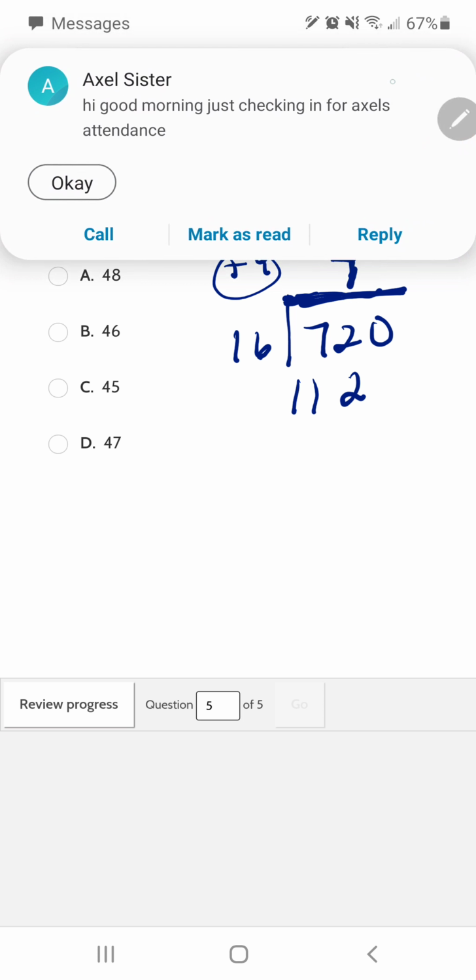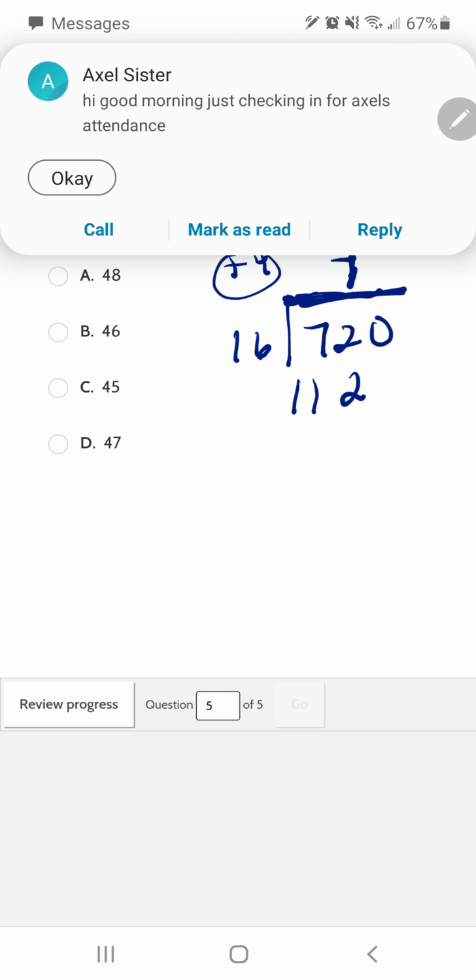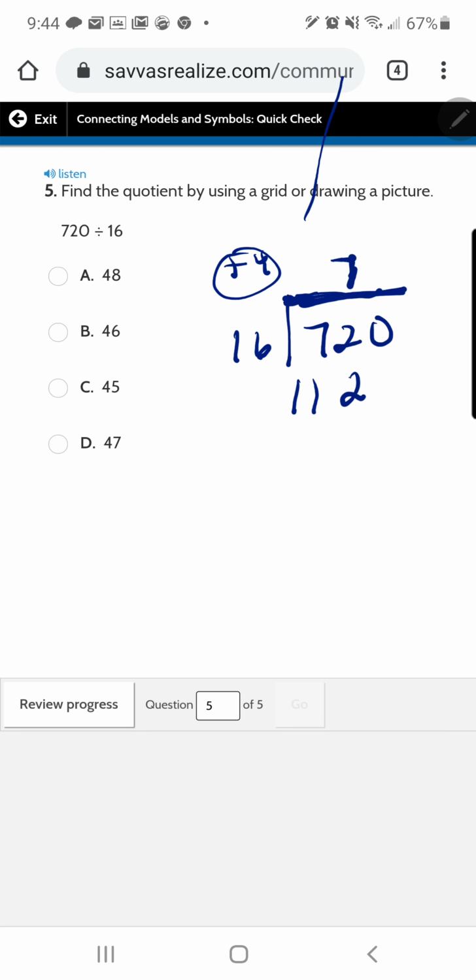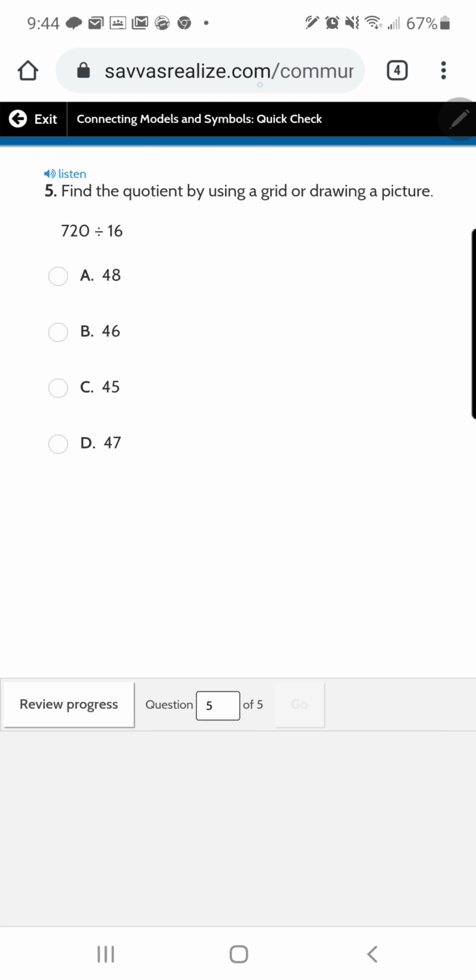So let me go ahead and erase that really quick. Let me get rid of that. I can't get rid of it. Come on. I was trying to erase that, right, guys? So let me do that.